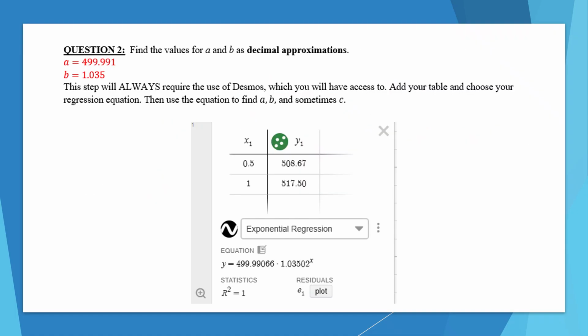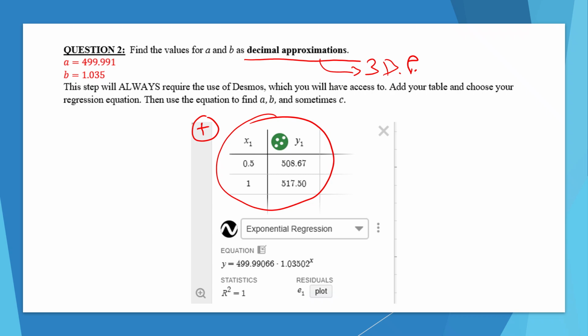All right, so question 2 will always require the use of Desmos, and it is going to do statistical regression. So what we want to do here is find the values of a and b as decimal approximations. Notice how this means 3 decimal places. If you give me more, that will always be fine, but if you give me less, it will be marked as incorrect. All right, so what you want to do here is first click this plus sign and then add a table in the Desmos screen. Once you have your table, you are going to plug in your 2 points into the table and then choose the correct regression equation. So first, what points do we plug in the scenario of this problem?